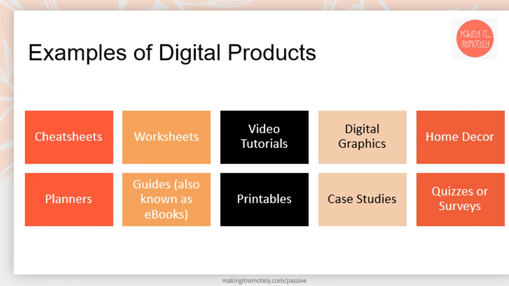A lot of people are doing printables because that is also another affordable way for people to get things like worksheets for their kids. You can do printable cheat sheets. You can do printable checklists. You can do coloring books. You can do word searches, and you can put them in book format and make those available for people. You can do case studies. You can do quizzes or surveys.